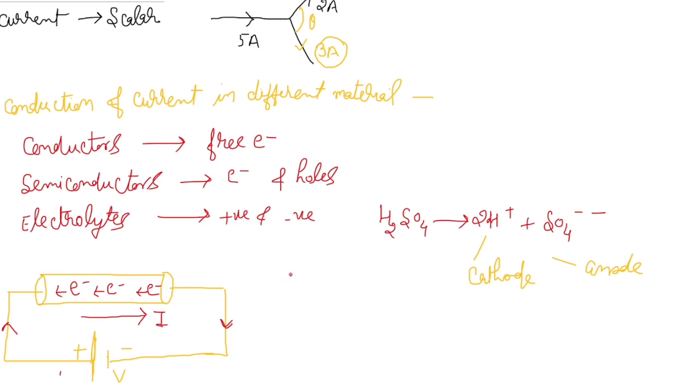And what is the number of free electrons present in a conductor per unit volume? It is of the order of 10 to the power 28. The number of free electrons per unit volume present in a conductor is of 10 to the power 28 per meter cube.